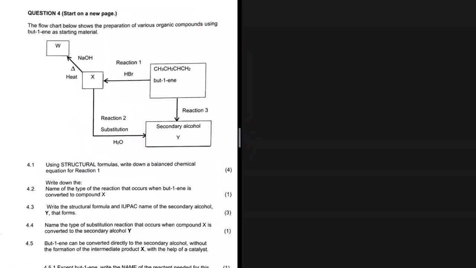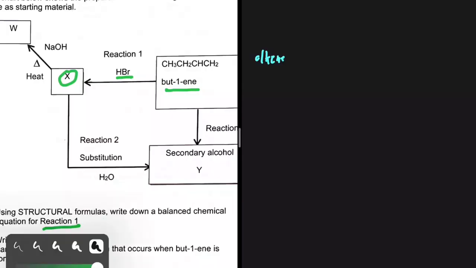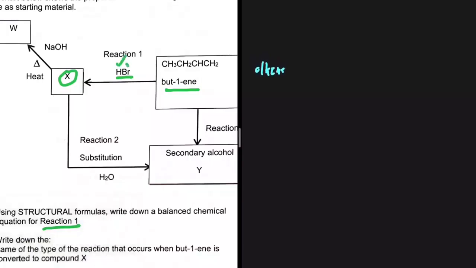4.2.3. Using structural formulas, write down a balanced equation for reaction 1. Let's take a look at reaction 1. We are starting with but-1-ene, adding a hydrogen and a halogen to get some product X. In our previous videos, I've made it very clear: if a reaction starts with an alkene, it is an addition reaction. Without looking at anything else, if it starts with an alkene, it is an addition reaction. No questions asked. What are we adding in this reaction? We're adding a hydrogen and a halogen.